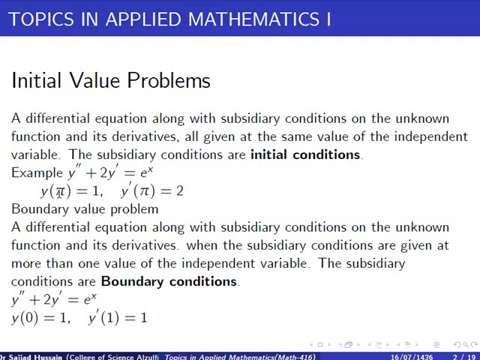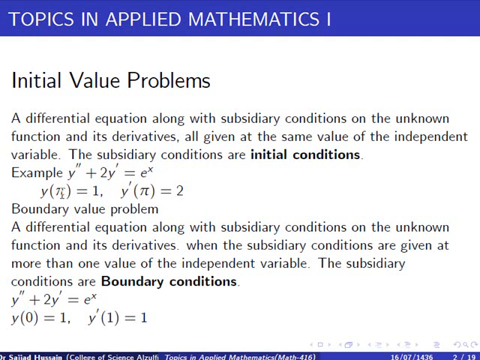Here in the initial conditions, we fix one value of x, x is equal to pi, but here we have at least two values of the independent variable. So these conditions are boundary conditions, and these conditions are initial conditions.